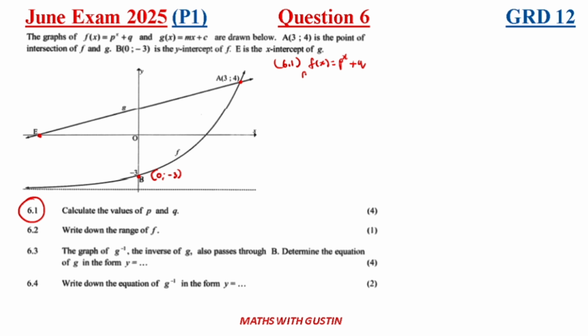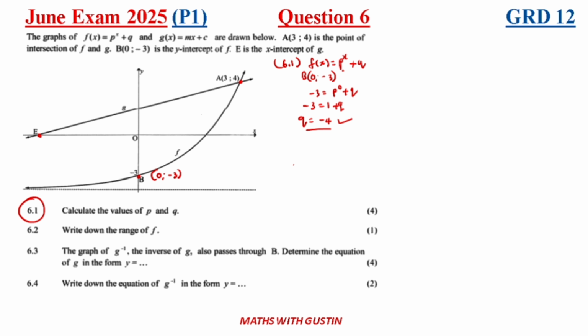So let's start by substituting the y-intercept, where x is equal to 0. Then we can find P and Q, which they're asking us to find. So -3 is equal to P to the power of 0 plus Q. Anything to the power of 0, according to the exponent rule, is 1, so 1 plus Q. Take 1 to the other side, therefore Q should be -4. Great stuff. We found that one.